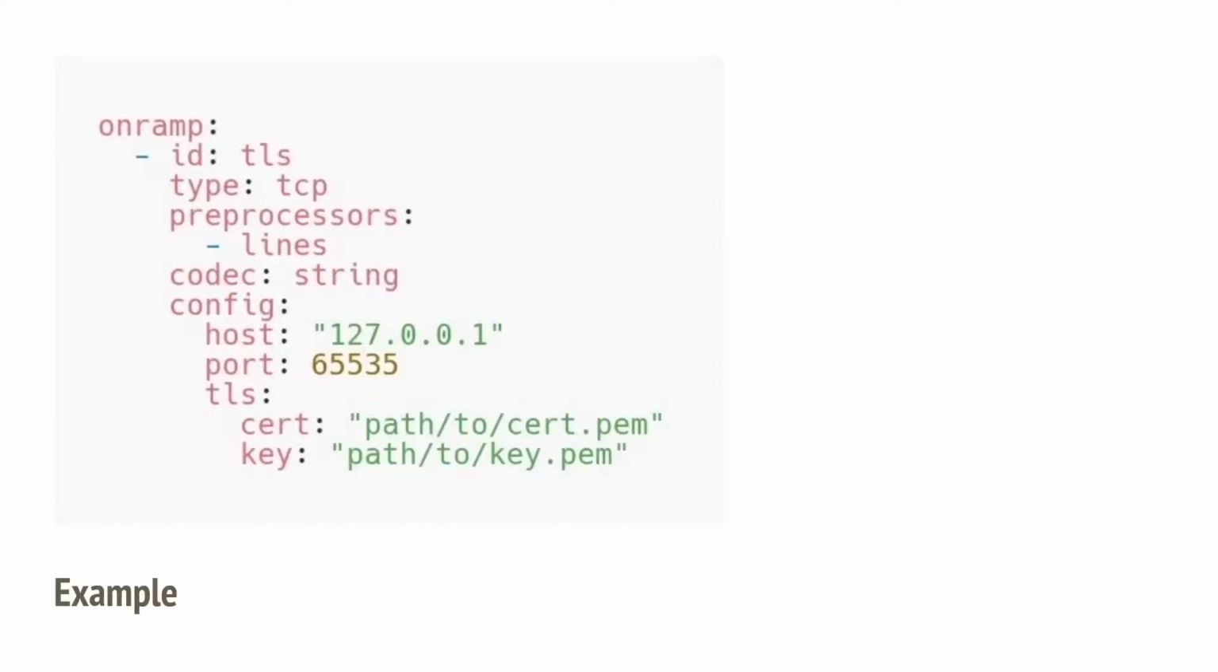Here is an example of TCP with TLS. As you can see, the options in config are host, which denotes the IP to listen on, port, which denotes the port to listen on, and then there is the TLS config, which provides the path to certificate and key files. Please note that the TCP on-ramp prefers to load PKCS8 keys, and only then does it attempt to load RSA keys if no PKCS8 keys are found.